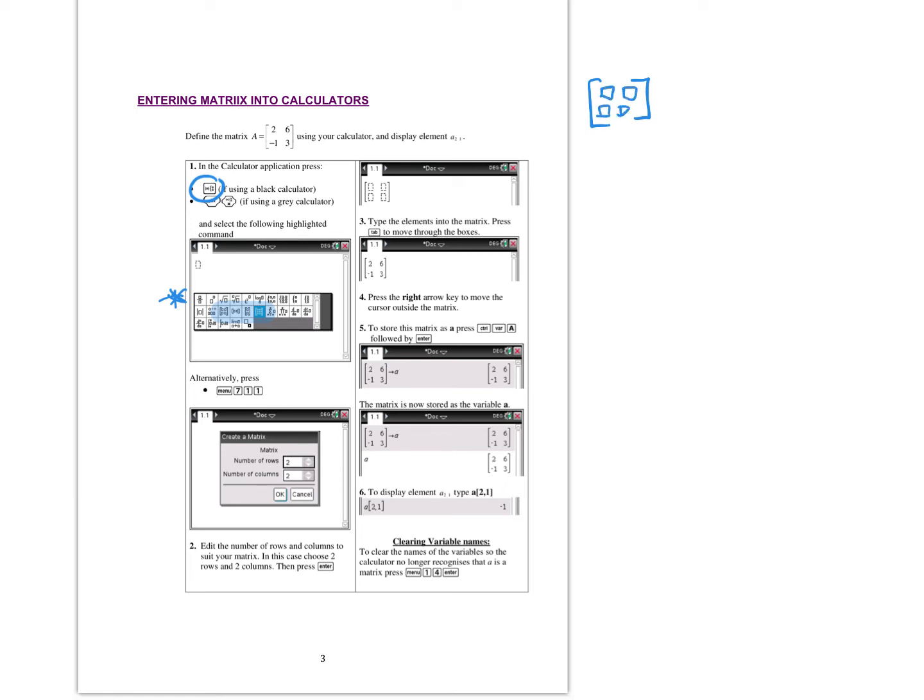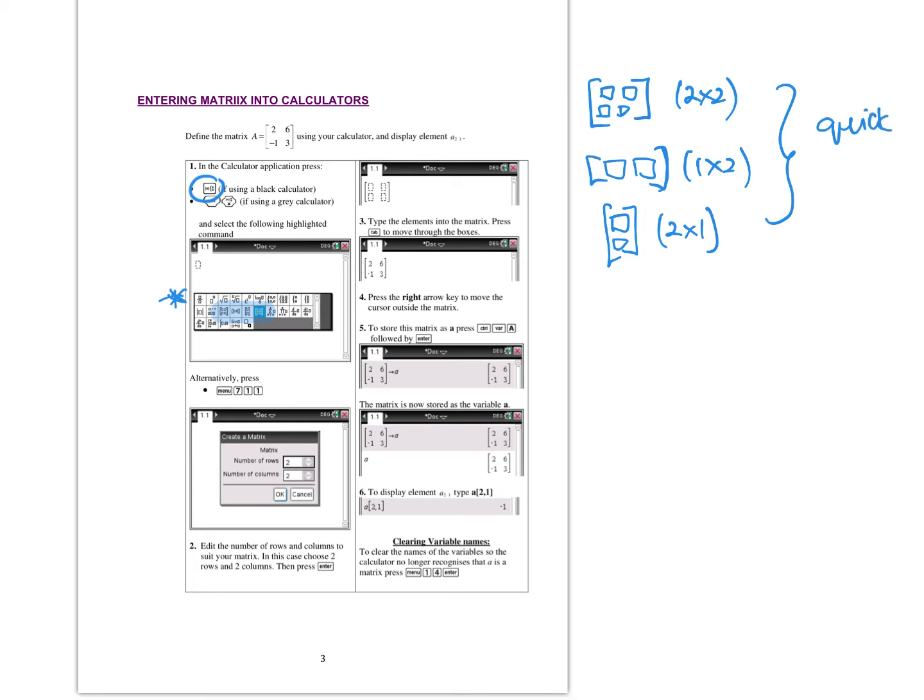If you click that, you get a 2x2 straight away, and you'll see it comes on your screen, and then you can enter your data in. We also have a quick 1x2 as well, because that's often one we need a lot, and also a 2x1. So they're quick keys, quick matrices, for when we just want to get them up.